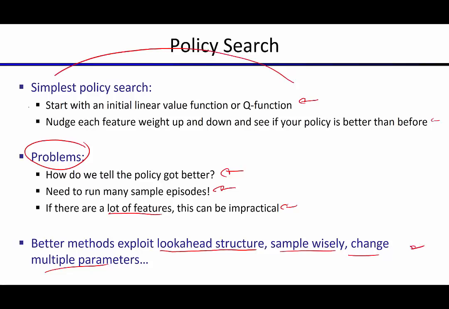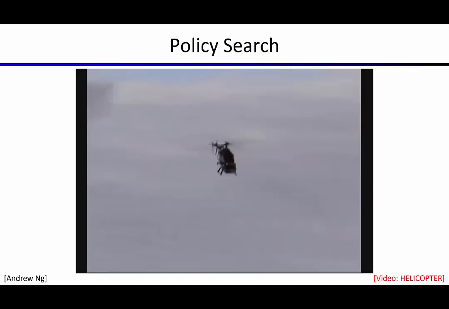But let's take a look at how well even just this approach can work. So what are we looking at here? This is a helicopter, and the task is for the reinforcement learning algorithm to learn to control the helicopter. What do you have to do? What does it mean to control one of these helicopters? There are 4 control channels.